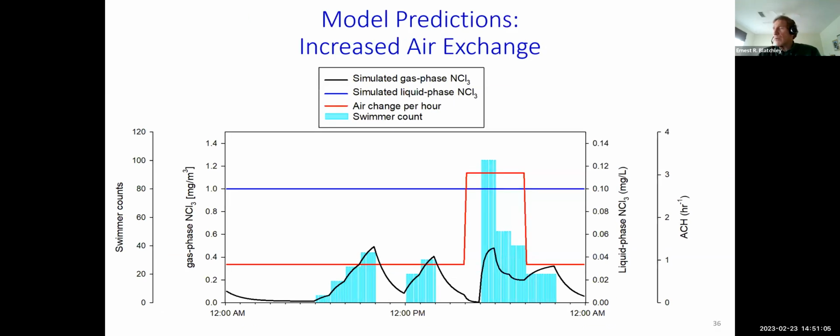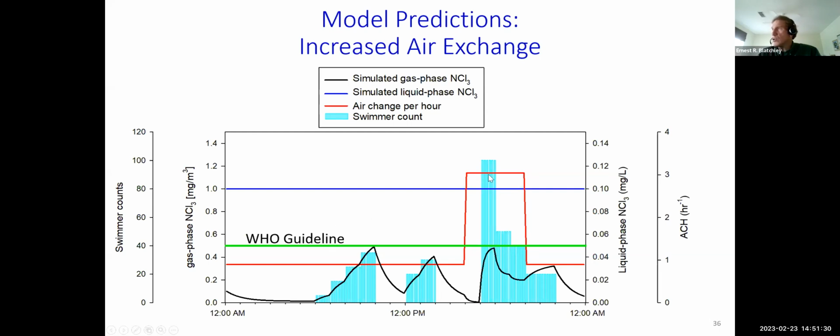So let's say that we have that same circumstance that I just described, where we know we're going to have a large population of swimmers over here. One control measure that we might apply would be to just increase the number of air changes per hour for that period of time where the large number of swimmers are present. By doing that, what we observe is that we're able to keep the concentration of trichloramine below that guideline value.